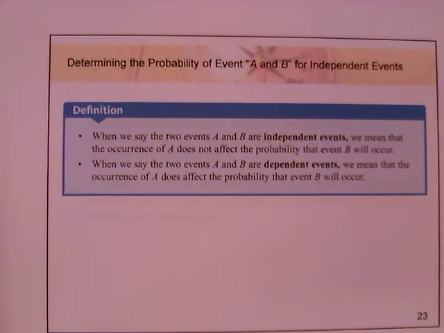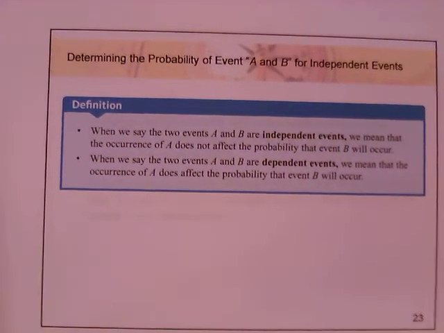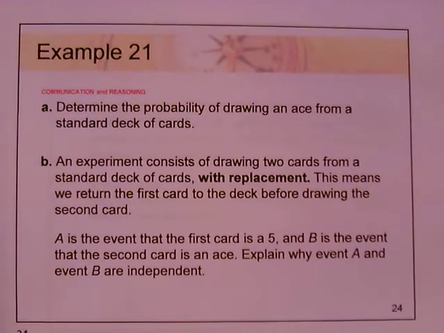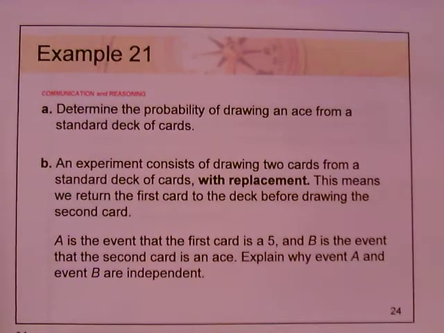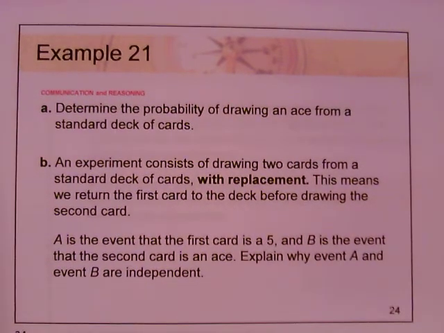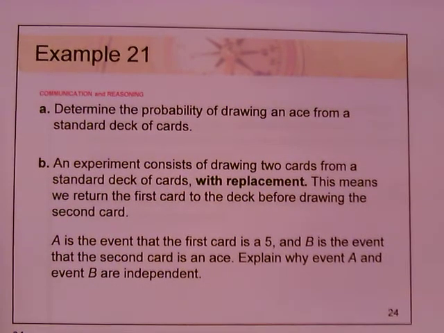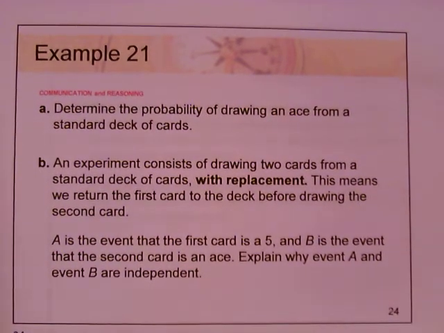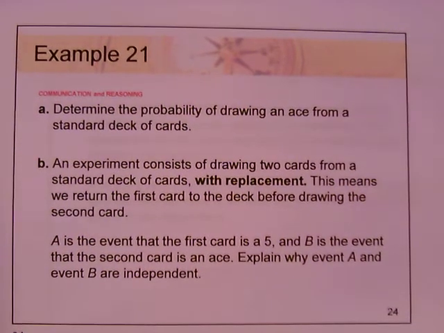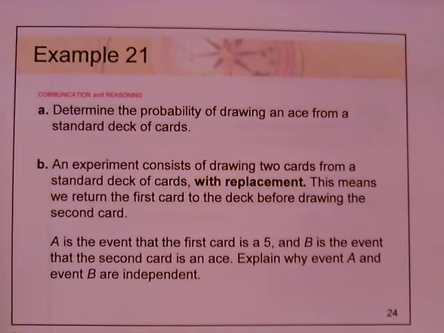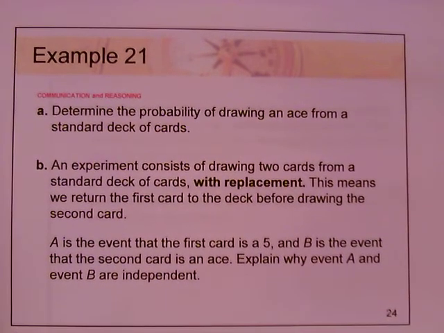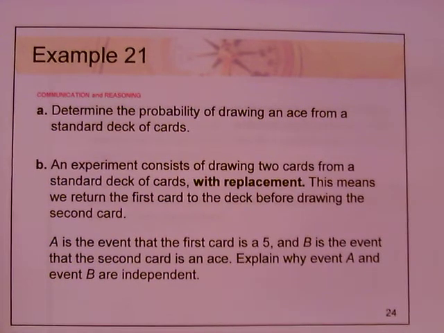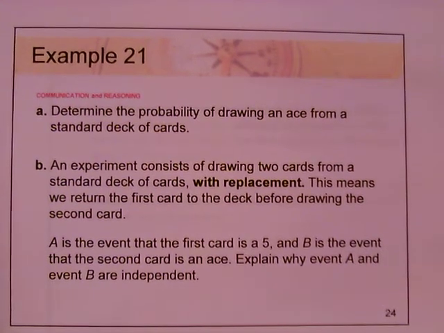Let's look at this example. Part A: Determine the probability of drawing an ace from a standard deck of cards. Part B: An experiment consists of drawing two cards from a standard deck of cards with replacement. This means we return the first card to the deck before drawing the second card. A is the event that the first card is a 5, and B is the event that the second card is an ace. Explain why event A and event B are independent.